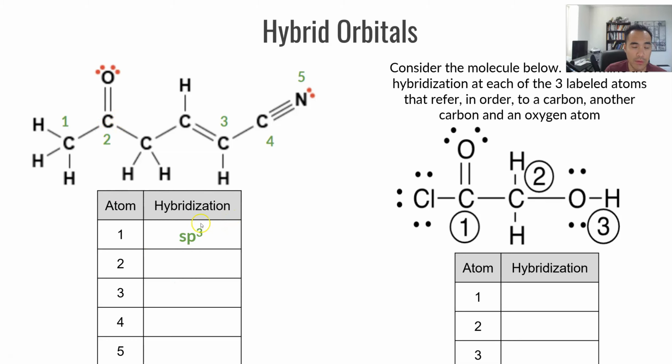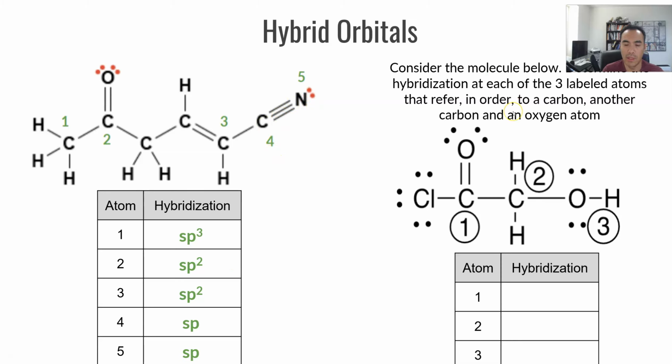Number 2 would be 3 things attached, a double bond with oxygen and a carbon-carbon, so that would be an sp2. Number 3 looks like there's 3 things attached again, so sp2. Number 4 would have only 2 things attached, so because of that, that would be sp. And for number 5, we have 1 lone pair, another one that's also an sp orbital.